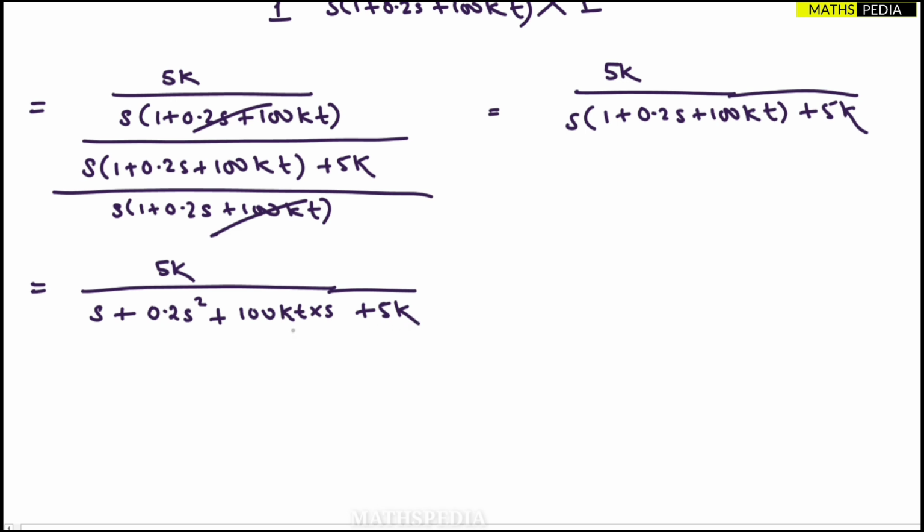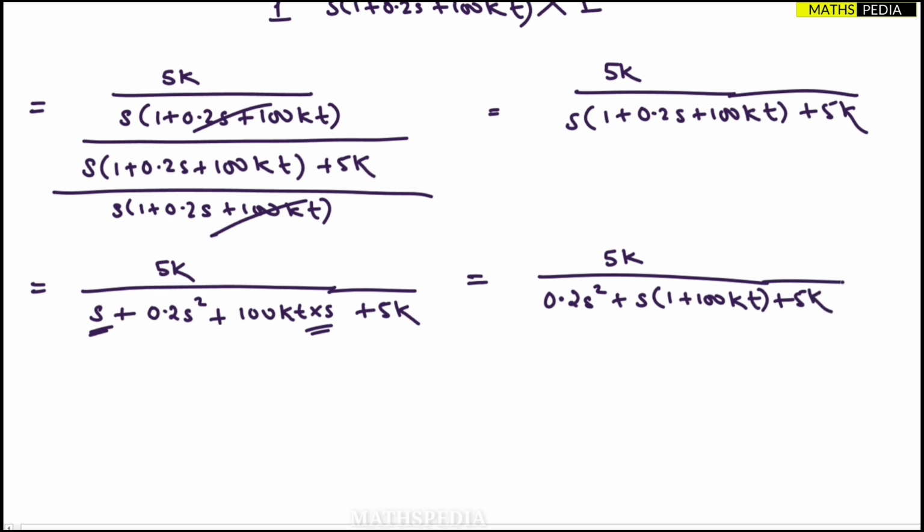Okay, so again from this, can I take s common, because here also s is there, so I can write it as 5k whole divided by s square. I'll write first 0.2 s square plus s I'll take common, so it will be 1 plus 100 kt, right, plus 5k. Okay, so I hope you understood.